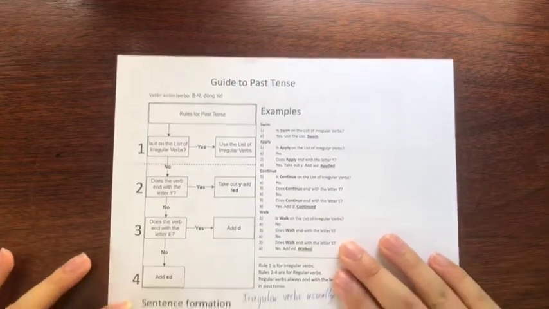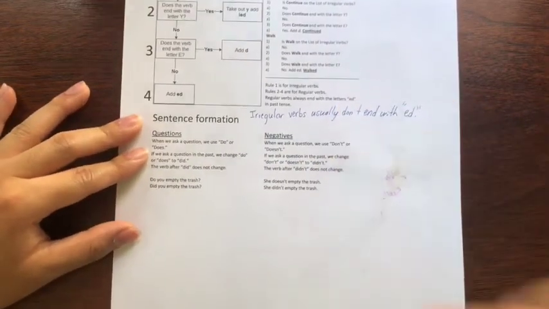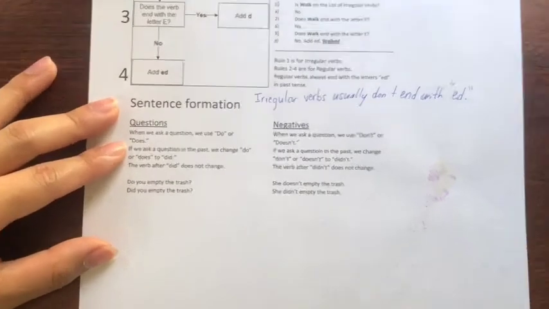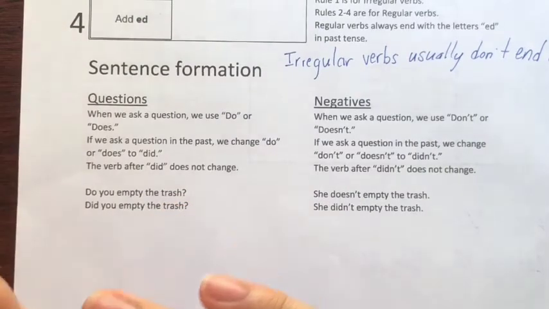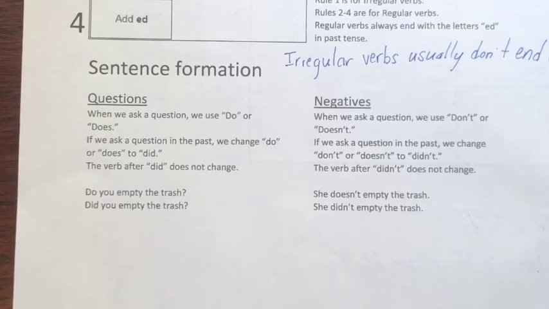Okay, so let's go back to this side. I want to talk about writing sentences in past tense. So we have questions and we have negatives. So writing yes questions is easy. So all we say is, I go to the store. Yes, I go to the store. So we change go to went. I went to the store.